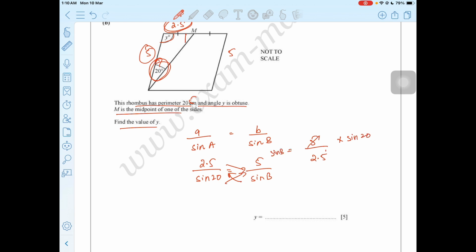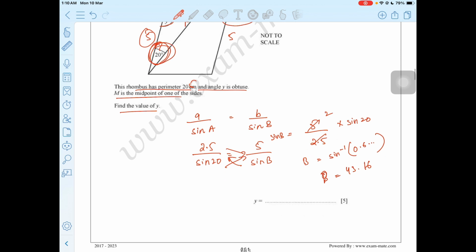So this would be 2 sine 20, that is 0.68 something, and then we take sine inverse of the answer. So we get our b as 43.16. Then we add these two and subtract from 180. So this would be 180 minus (20 plus 43.16), which is 116.8.